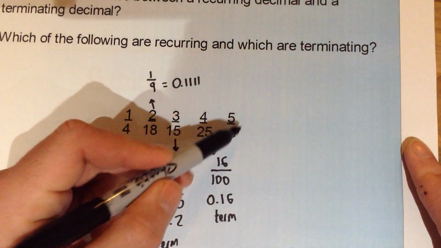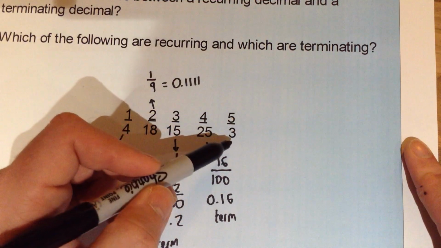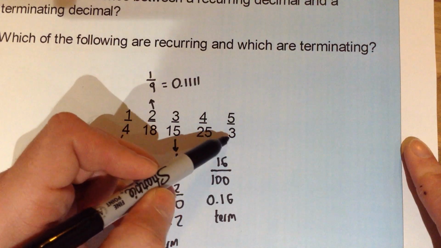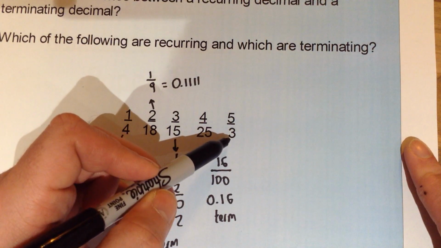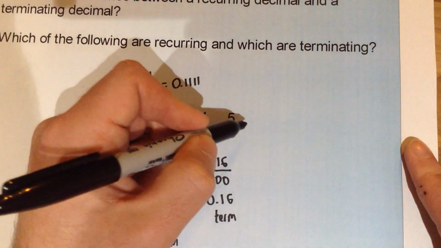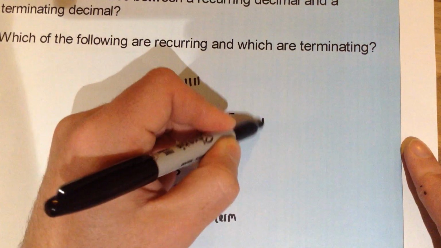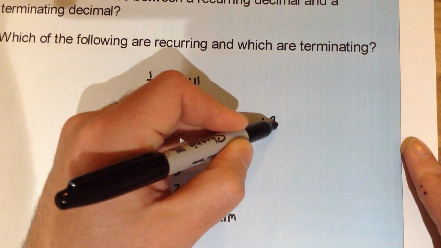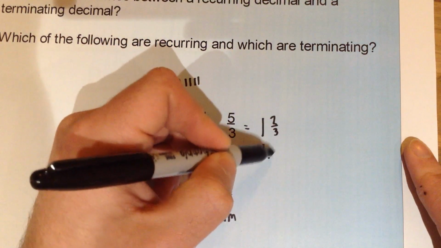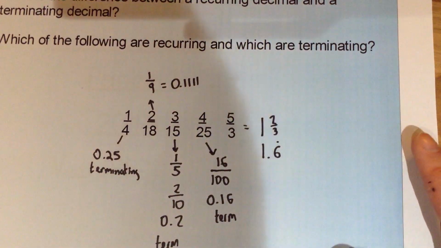5/3, well, even though it's an improper fraction, we could change it into a mixed number. However, using the same thing that we did with 1/9, any time you divide by a multiple of 3, as long as it is not something we can simplify first, will always give us a recurring decimal. In fact, 1 2/3, that is what it would be as a mixed number, would actually give us 1.6 recurring. So that would be a recurring decimal.